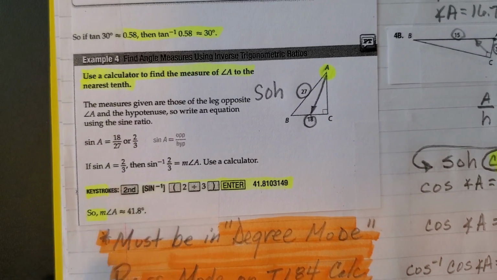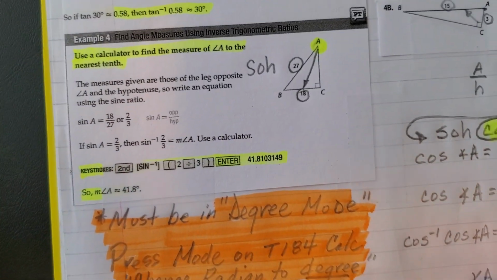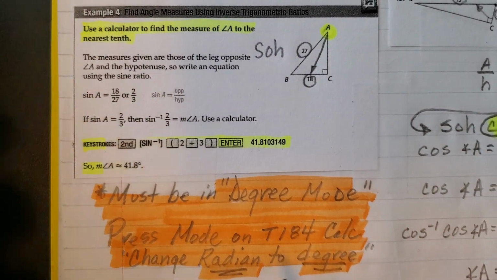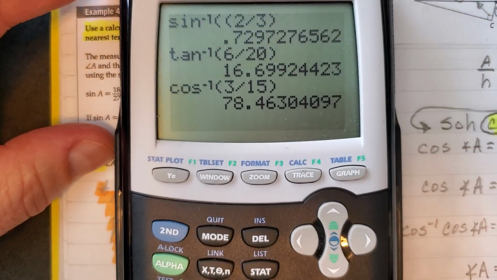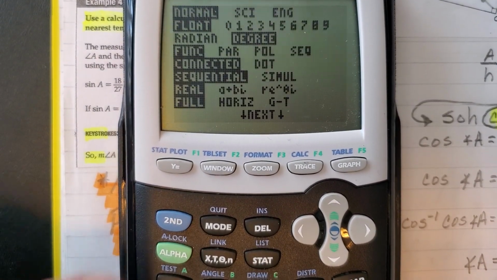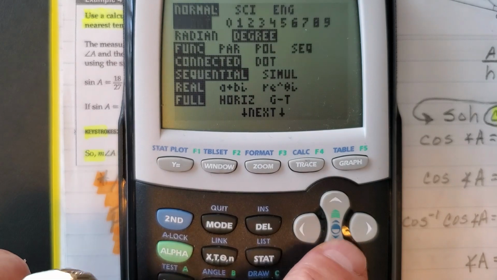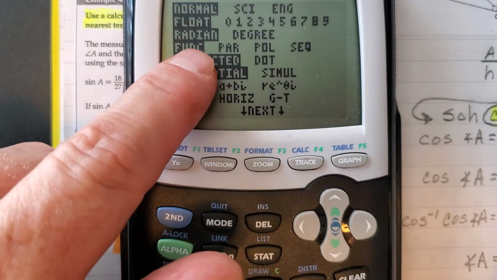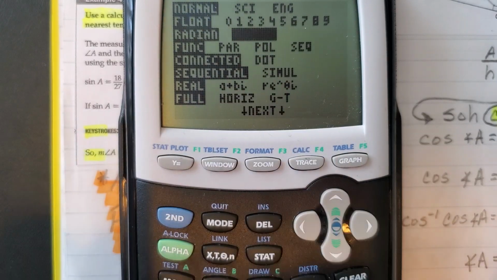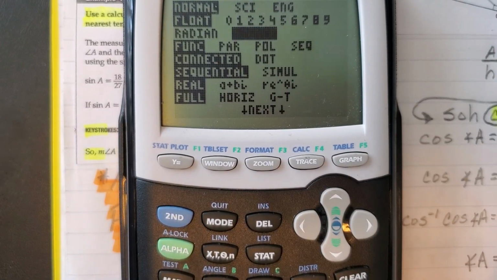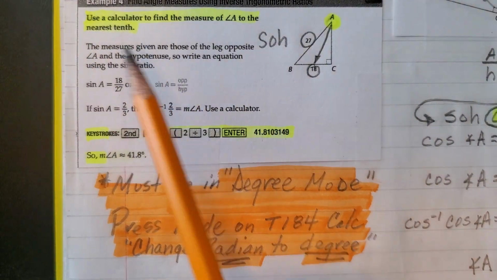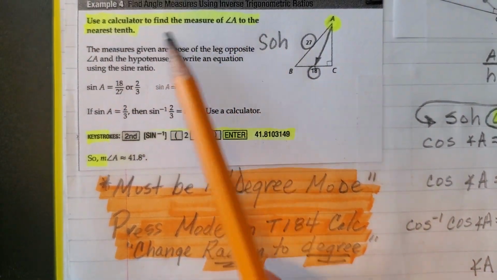This will help you. And remember, as we do these, you have to be in degree mode on a TI-84 graphing calculator. The mode button is right here next to the second. If you hit mode, right now I'm in degree. If I go down to radian and hit enter, I'm in radian mode. You must check that your calculator is in degree mode for these problems to work, because we're working with degrees, not radians. All right, so first example: use a calculator to find the measurement of angle A to the nearest tenth.